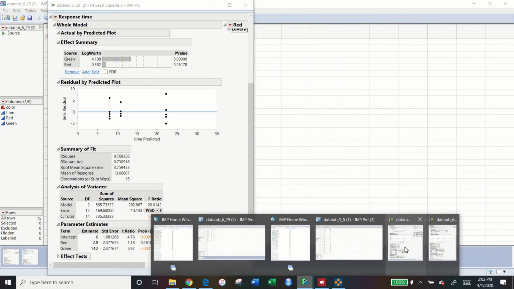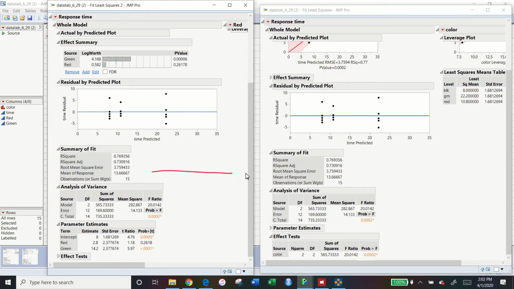And pull up our previous slide and take a look. Does it look the same to you? Looks the same to me. We've got the same R squared, adjusted R squared, root mean squared error, observations, mean response, and the same overall F-test.